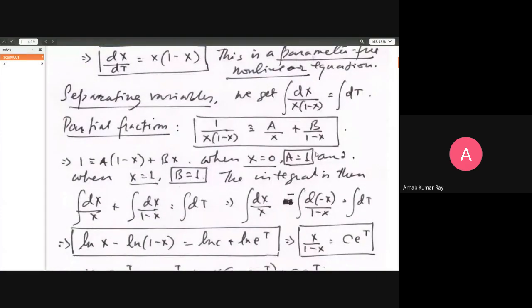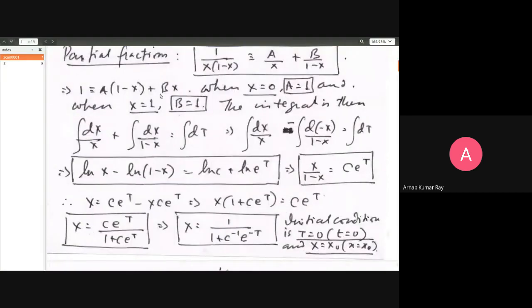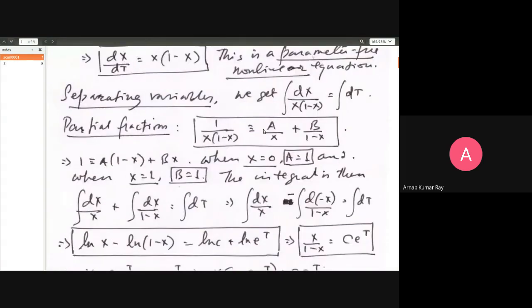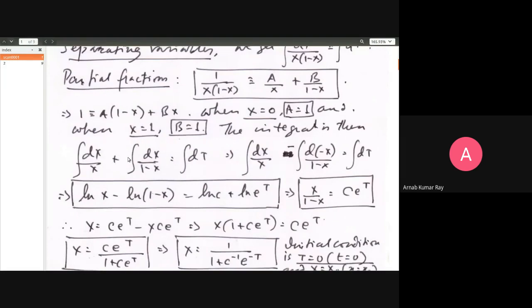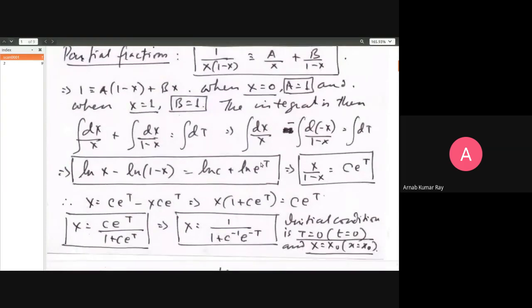Now we put this thing, when X is equal to 0, follow carefully, when X is equal to 0, the BX part will vanish. So you will have A into 1 is equal to 1, therefore A will be equal to 1. And when X is equal to 1, 1 minus 1 will vanish. So B into 1 will be equal to 1, therefore B will be equal to 1. So by the method of partial fractions, this integral can be decomposed into two integrals, 1 by X plus 1 by 1 minus X. So dX by X plus dX by 1 minus X is equal to dT, and then you integrate it.